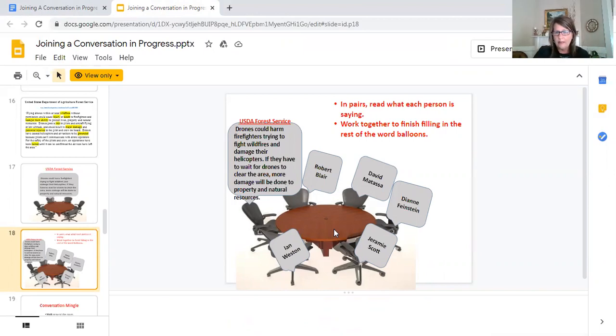So at this point, stop the video, pause the video, and in pairs, or if you're working through this individually, fill out your word balloons at the table. It's very important that you do this before the next step in the lesson.